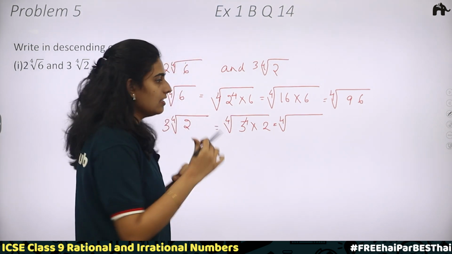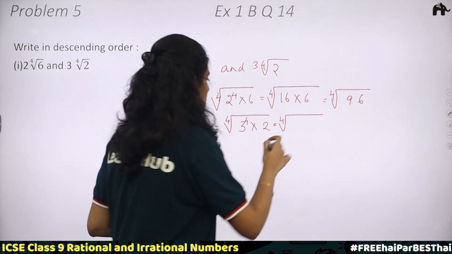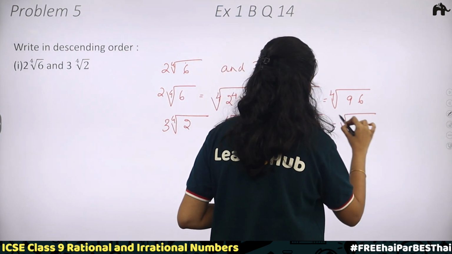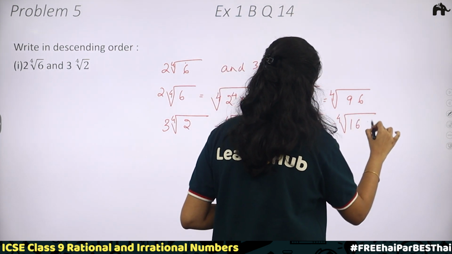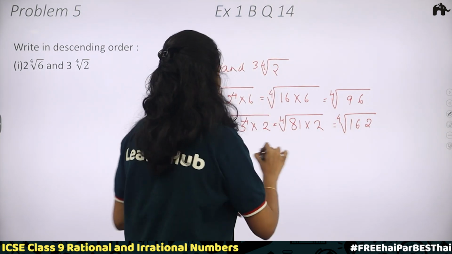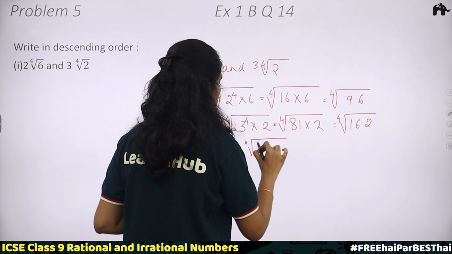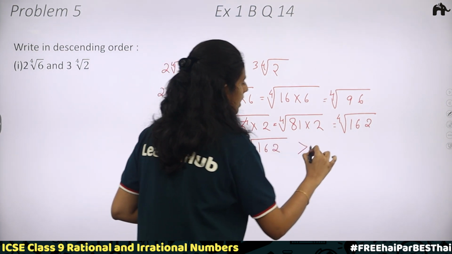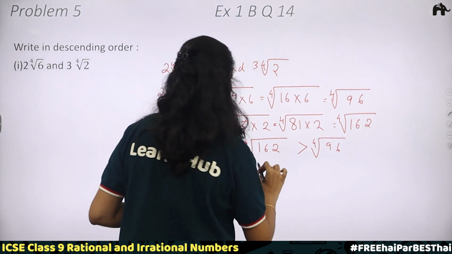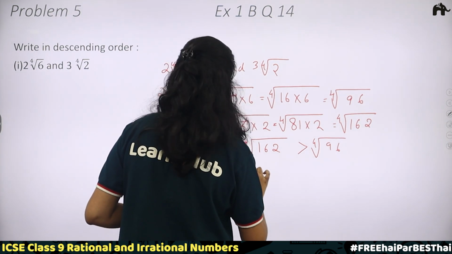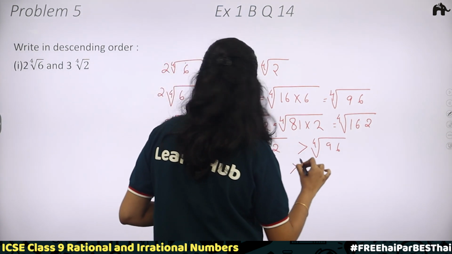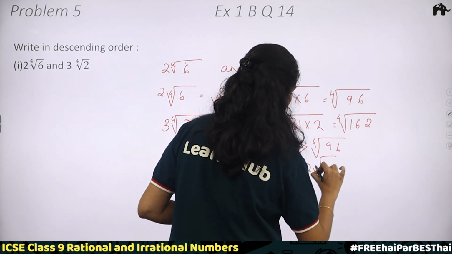3 into 3 is 9, 9 3s are 27, 27 3s are 81. 81 into 2, which is equal to 4th root of 162. Which one is greater? This is a greater one. Therefore, you will be having 4th root of 162 greater than 4th root of 96. Or, 3 4th root of 2 is greater than 2 4th root of 6.